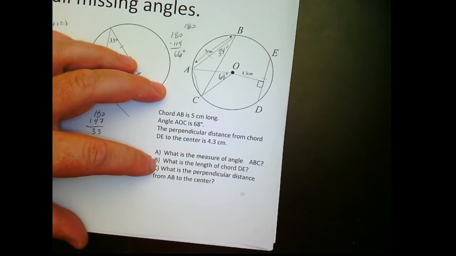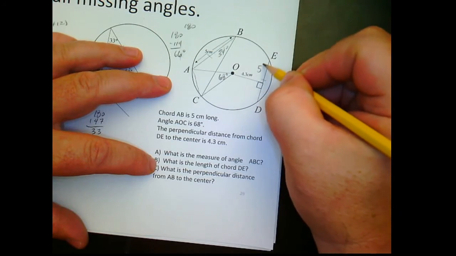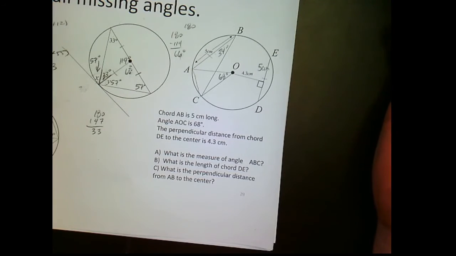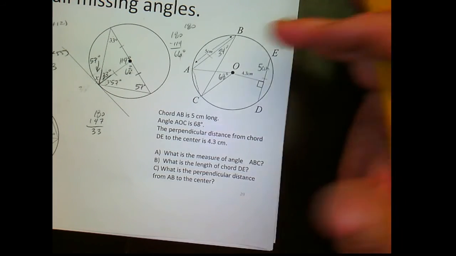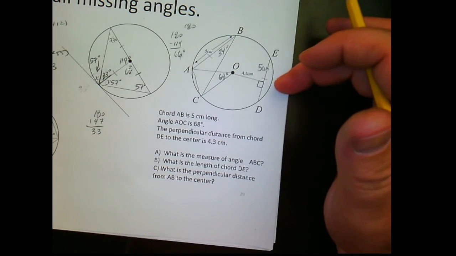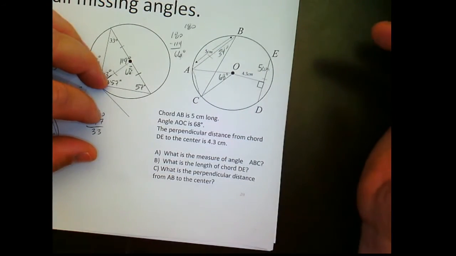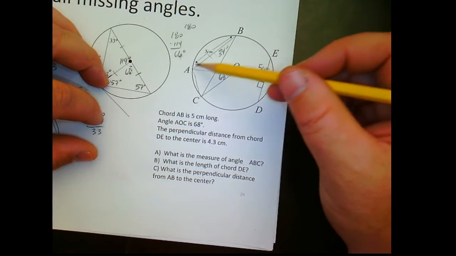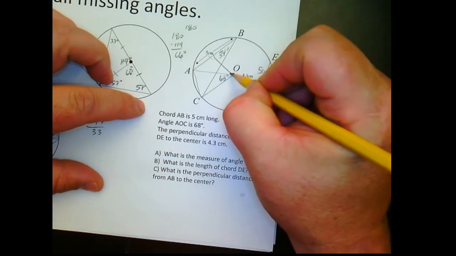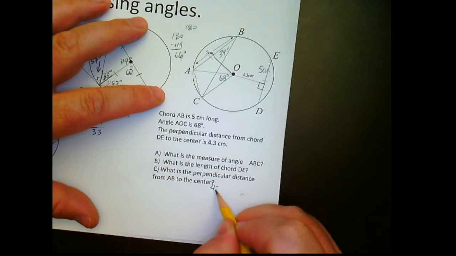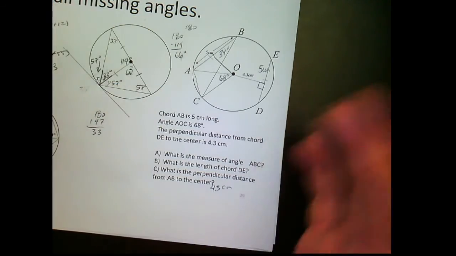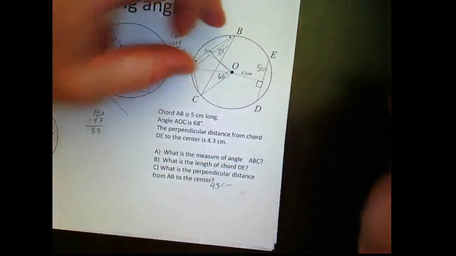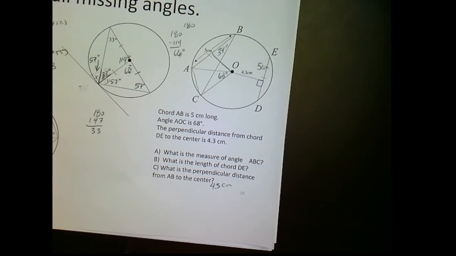Okay. What is the length of the chord DE? It's going to be 5 centimeters. The reason I know it's 5 centimeters, well, it's marked. What is the length of chord DE? That's right there. It's already marked. Interesting. So this chord and this chord are the same distance from the center too. What is the perpendicular distance of AB to the center? Yep, it's going to be 4.3 centimeters. Because equal length chords are equal distance from the center. That's the way it is. Yep. So anyway, there we go.